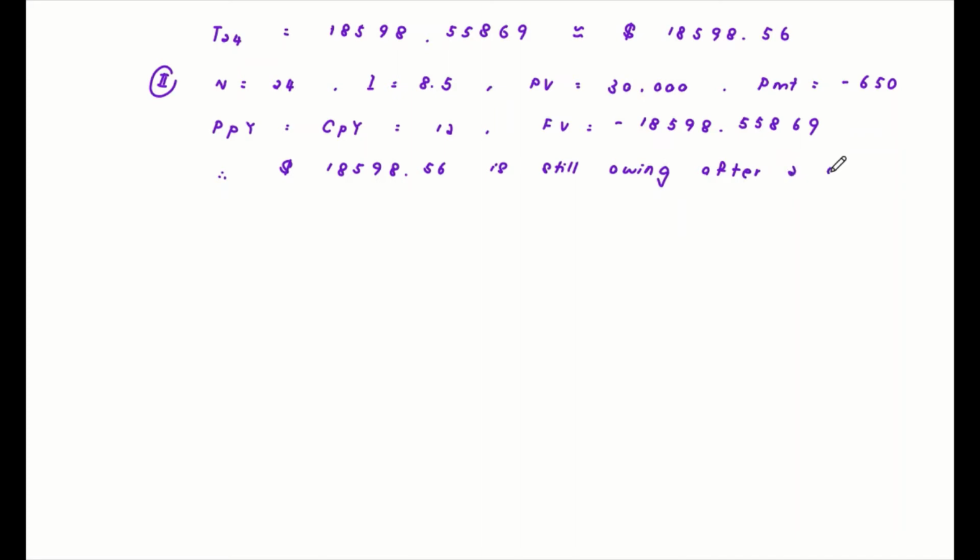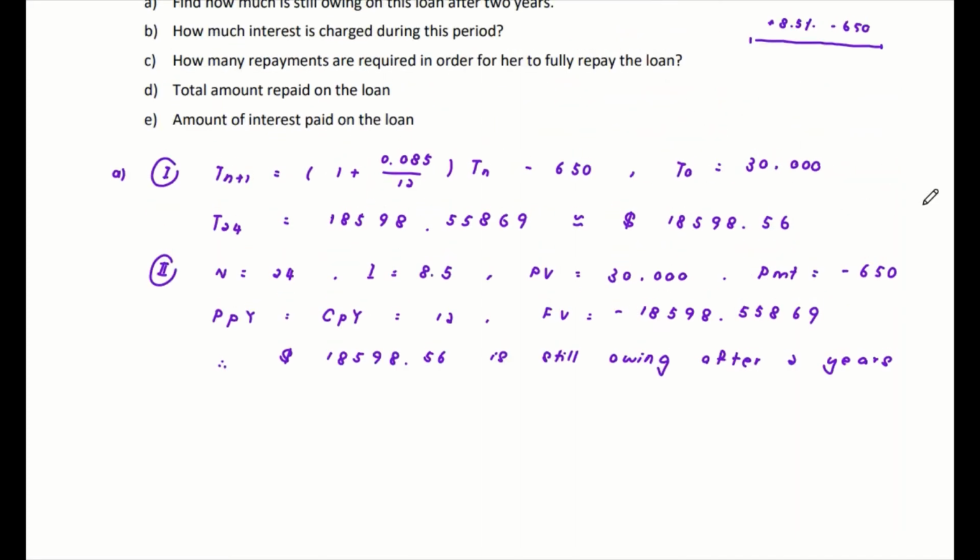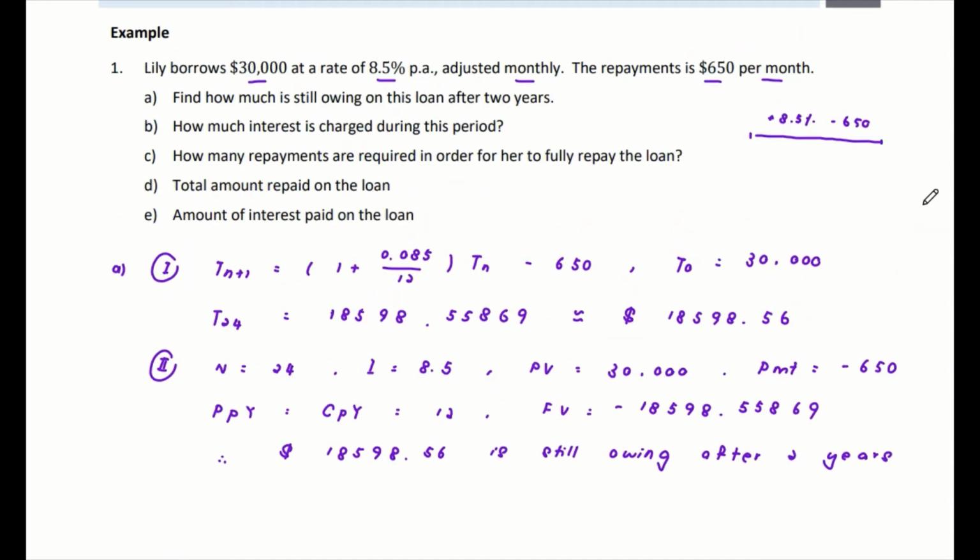Alright, so I hope that this question is very straightforward. Okay, so now let's move on to B. How much interest is charged during this period? Okay, so this is a little bit tricky. Which means that we want to find out the money that you pay throughout this period, right? Actually, how much of it is for the interest and how much of it is for the repayment.